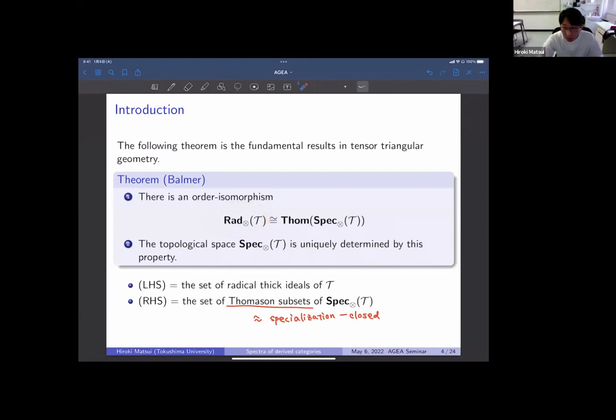Here, the left-hand side contains information of the tensor triangulated category structure of T, and the right-hand side contains information of the topological space. So this theorem connects the tensor triangulated category structure and the topological structure. And the second statement says that the TT spectrum is uniquely determined by this property. Namely, if a topological space X gives such a bijection, then this topological space X is homeomorphic to the TT spectrum. In this sense, the TT spectrum is uniquely determined by this property.